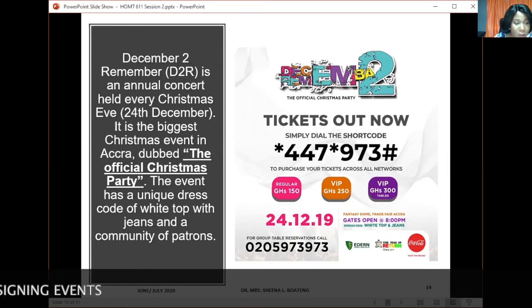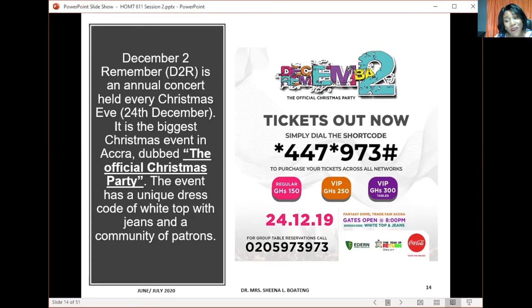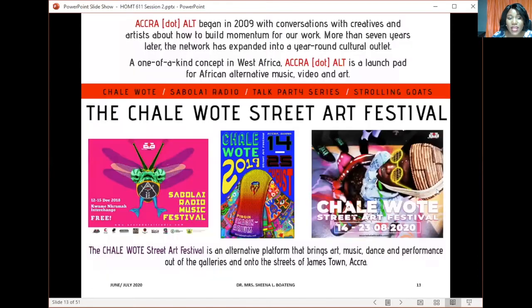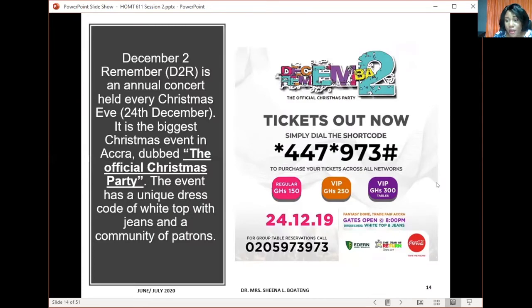So they came up with December to Remember. And they titled it the official Christmas party, because technically around that time, there was no huge party that anybody could just attend. And consistently for about 2-3 years now, the tickets always sell out days before the event. That's how popular December to Remember is. So you realize that the moment the purpose is clear, people are able to go ahead and build an event around that purpose. For December to Remember, it was about creating a Christmas party that everybody could attend, regardless of their background, and making it fun so that people could enjoy themselves and keep coming back to the event every year.